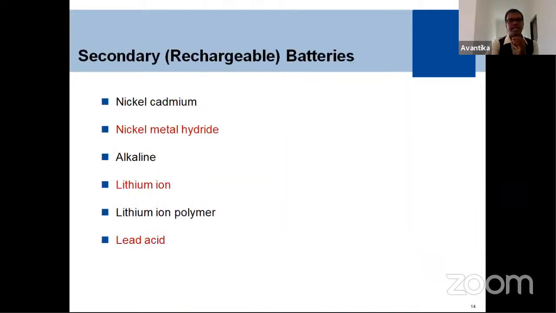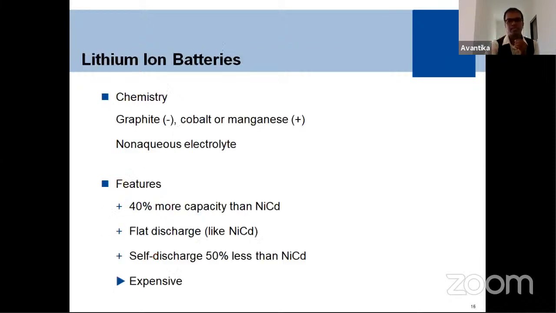So these are all the secondary batteries. The examples are nickel cadmium, nickel metal hydride, alkaline, lithium ions, lithium ion polymers, and lead acid. Hereafter, I will concentrate only on lithium ion batteries, the importance of lithium ion, how we can prepare lithium ion batteries, like the cathode materials, and where we can use it.